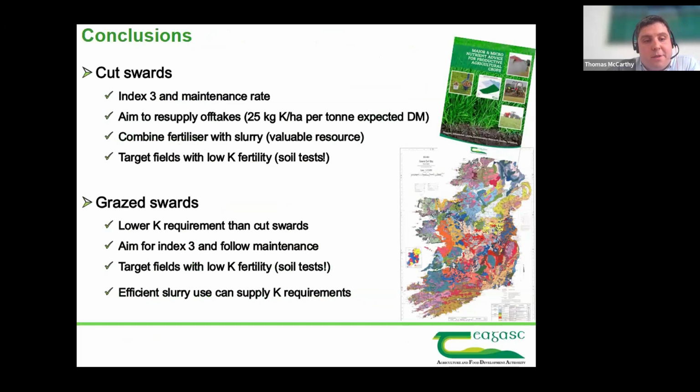On the graze swards, then, we do have a lower K requirement, as I said, due to the nutrient cycling from the urine and the dung. Again, aim to maintain your soils in index 3, and where you need additional K in terms of build-up, look at your soil tests and apply accordingly. And again, slurry can be an efficient way to supply K requirements in that sense.